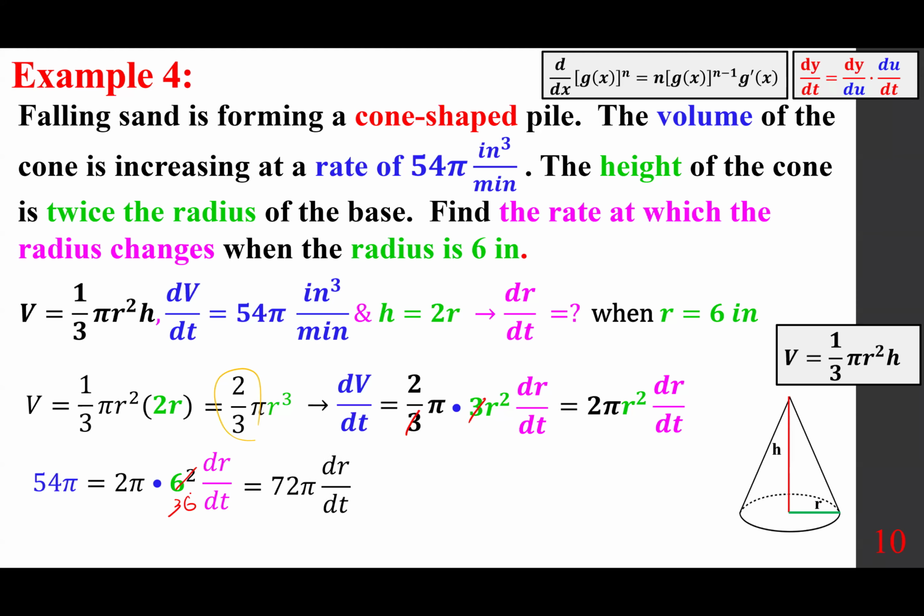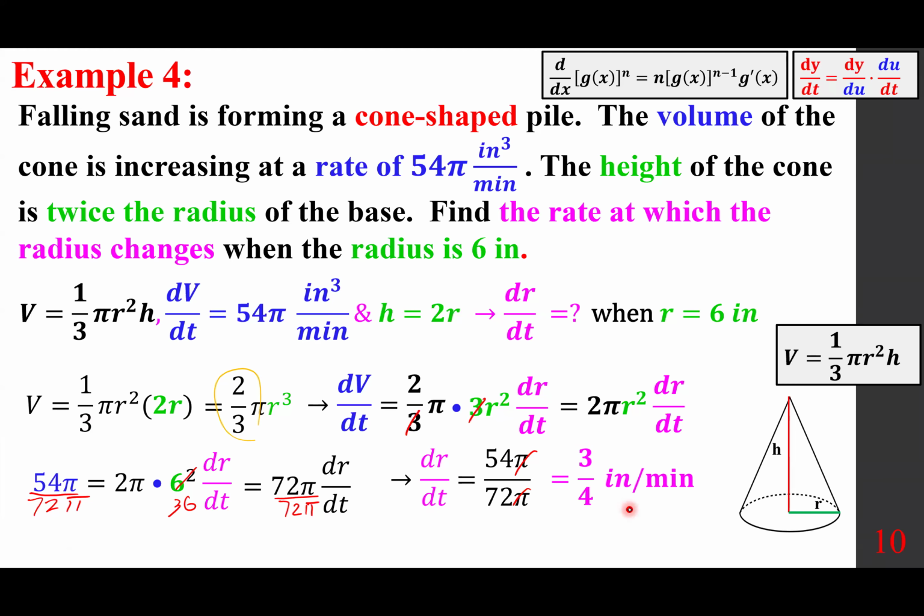We are going to divide both sides by 72 pi. And of course, pi and pi cancel each other. 54 and 72 are both divisible by 18. It gets 3/4, units of the radius over units of time, units of the top over units of the bottom.